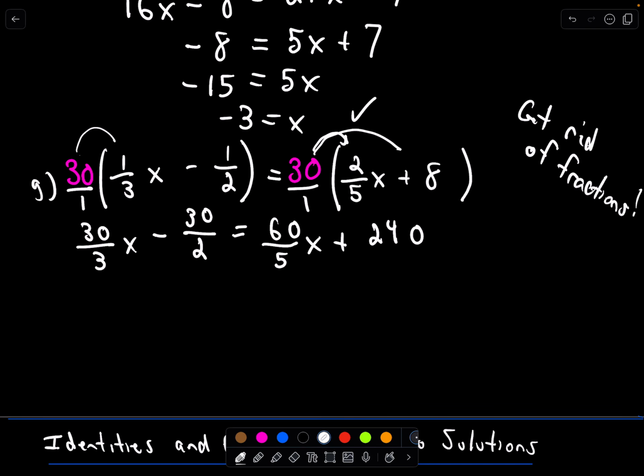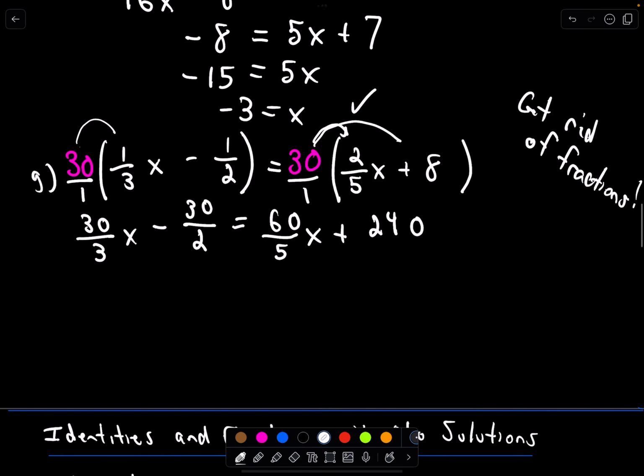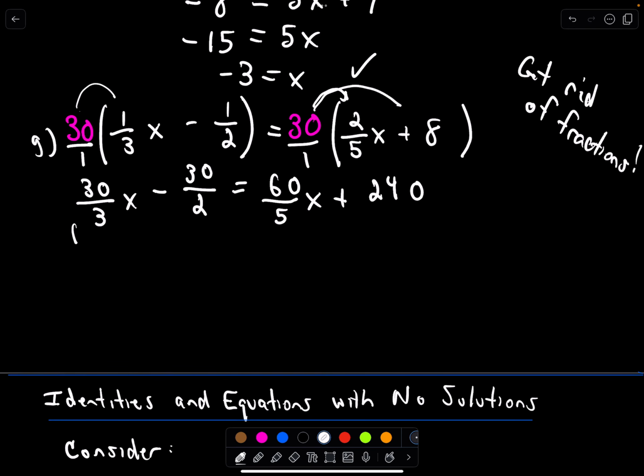Now let's simplify. This is the magic, right? Because I've still got fractions right now. But 30 over 3, that's just 10x. 30 divided by 2, that is 15. Now 60 divided by 5, that's 12. We still have our x, plus 240. And now we're pretty close, I think.